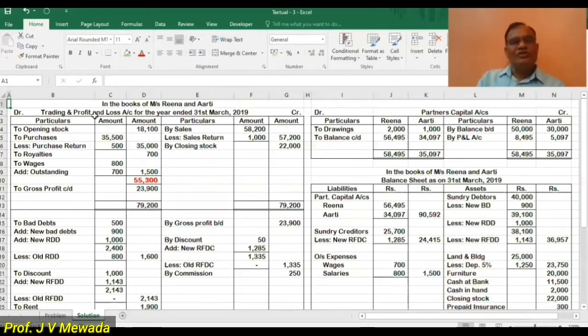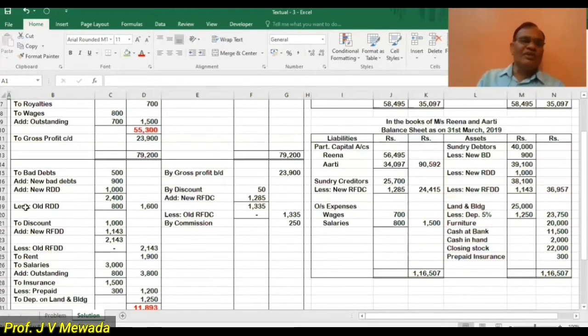So now in the solution, we are writing at the top in the books of Reena and Aarti, trading and profit and loss account for the year end date. Then we have profit and loss account here, partners' capital account is there, balance sheet is there. So the important one is we are having the bad debt formula over here. This is the bad debt formula.